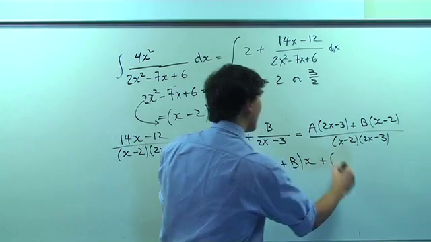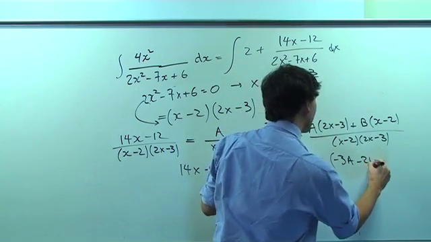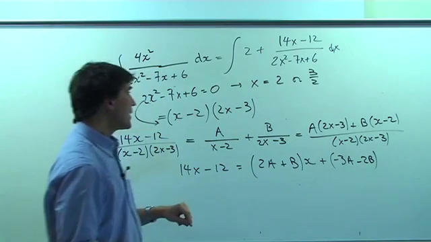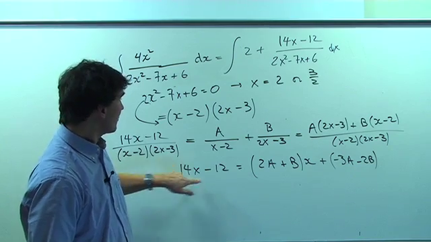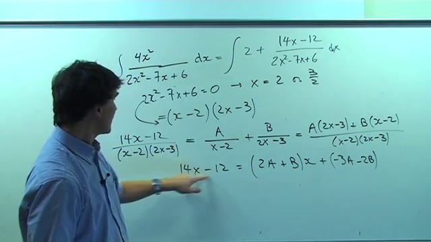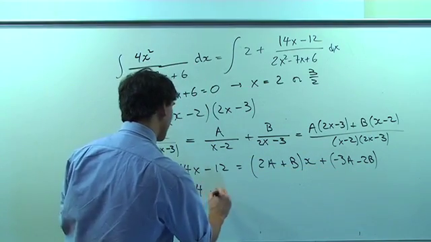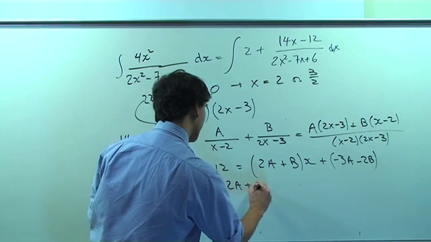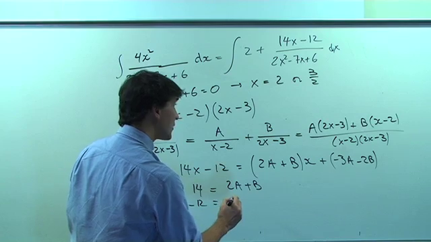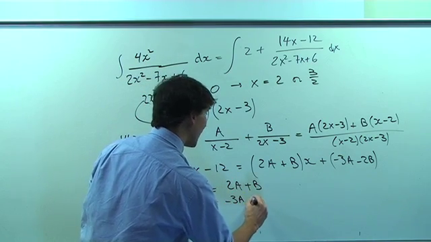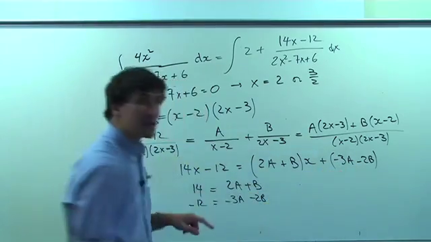And then we've got minus 3a there, and we've got minus 2b there. For these to be exactly the same, the coefficient in front of the x should be the same on both sides, and the other coefficient here that doesn't have any x's should be the same on both sides. So we've got 14 is equal to 2a plus b to make that and that the same, minus 12 is equal to minus 3a minus 2b to make that minus 12 and that the same.